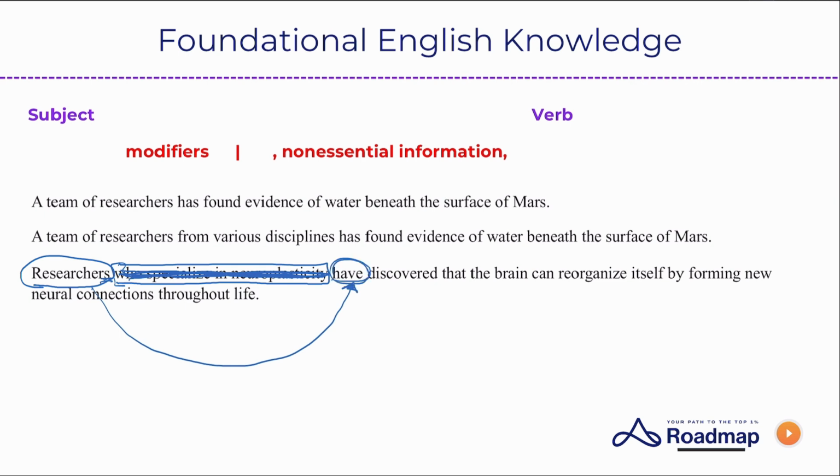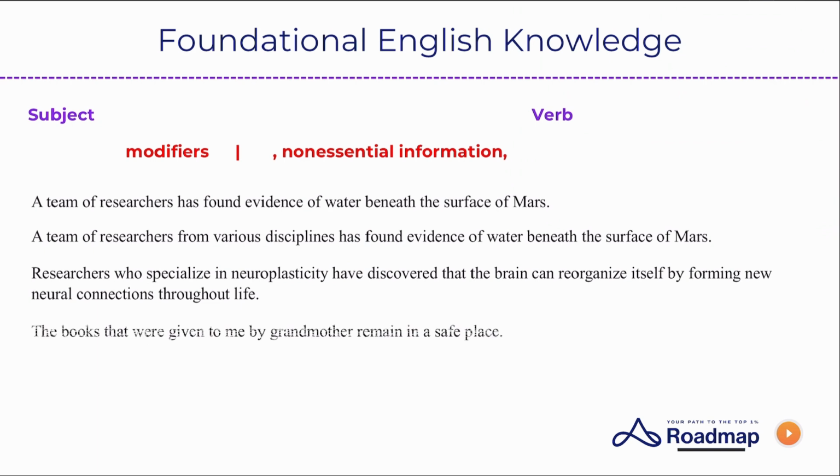Okay? So modifiers, and there's different types of modifiers too. So see if you can do this one, you guys. "The books that were given to me by my grandmother remain in a safe place." So in this case, the relative clause, the modifier, is "that were given to me by my grandmother," right? And that just describes the types of books, right?